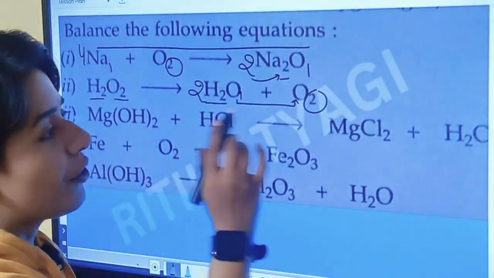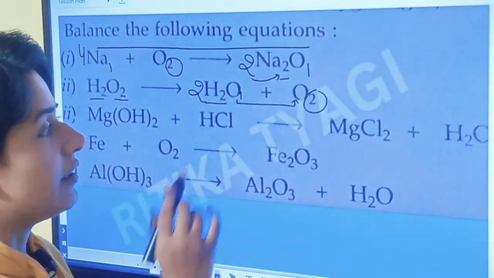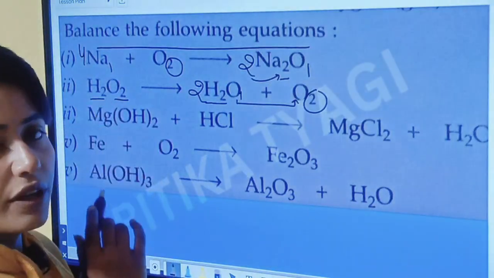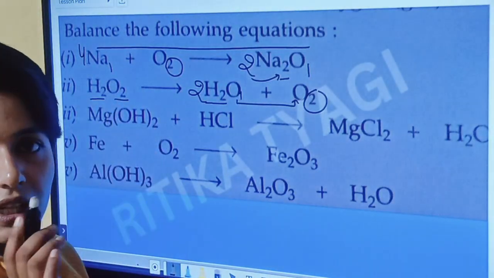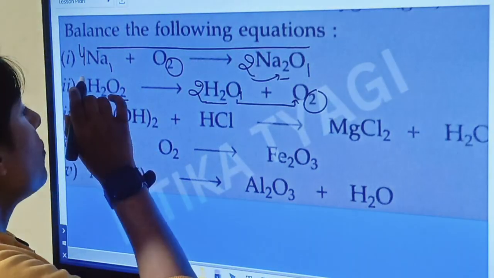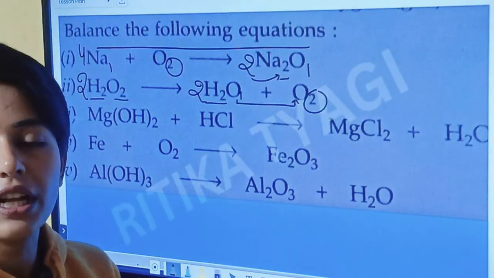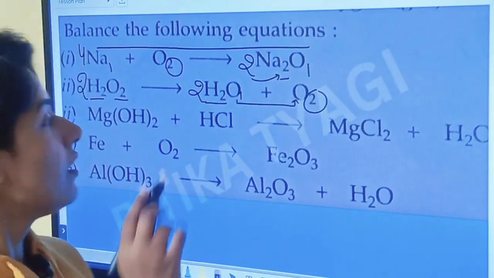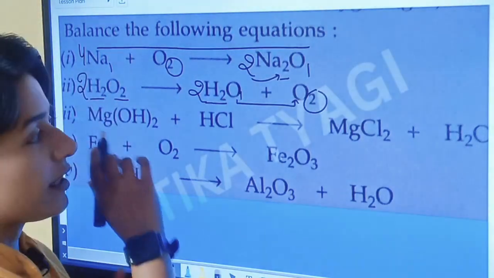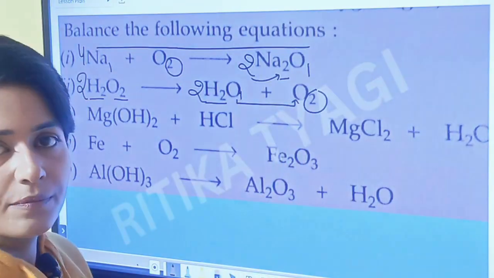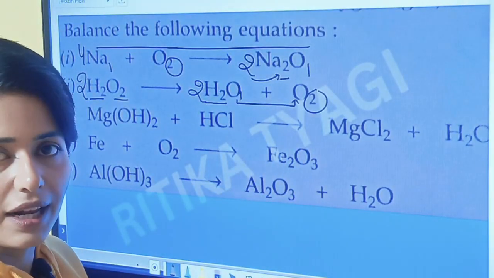Now there are total 4 oxygen atoms on the product side, 2 here and 2 in this oxygen atom. But on the reactant side, oxygen atoms are only 2. So we have to multiply the reactant side by 2 so that we get total oxygen atoms 4. 2 2s are 4. Oxygen atoms are 4 on the reactant side and also 4 on the product side. So oxygen atoms are balanced.